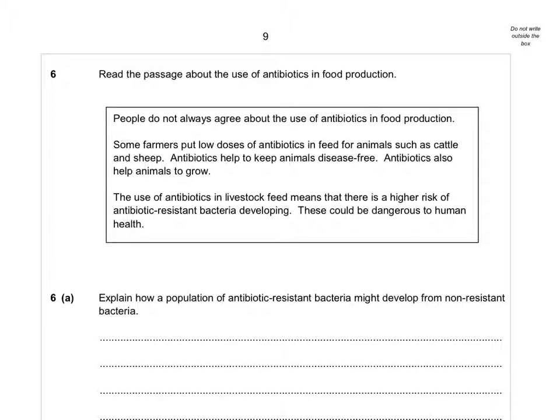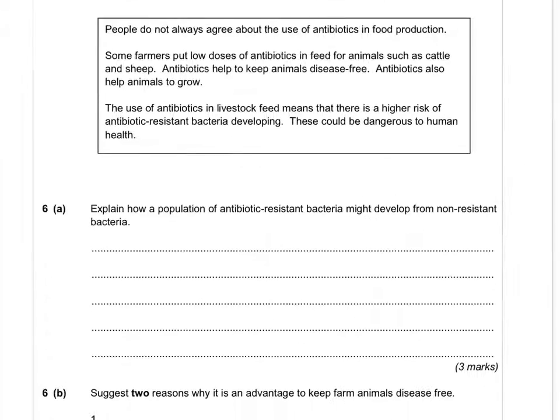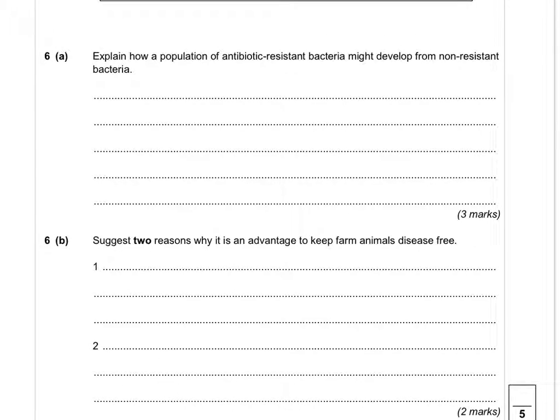People do not always agree about the use of antibiotics in food production. Some farmers put low doses of antibiotics in feed for animals such as cattle and sheep. Antibiotics help to keep animals disease-free, and antibiotics also help animals to grow. The use of antibiotics in livestock feed means that there is a higher risk of antibiotic-resistant bacteria developing, and these could be dangerous to human health. So 6A, explain how a population of antibiotic-resistant bacteria might develop from non-resistant bacteria.